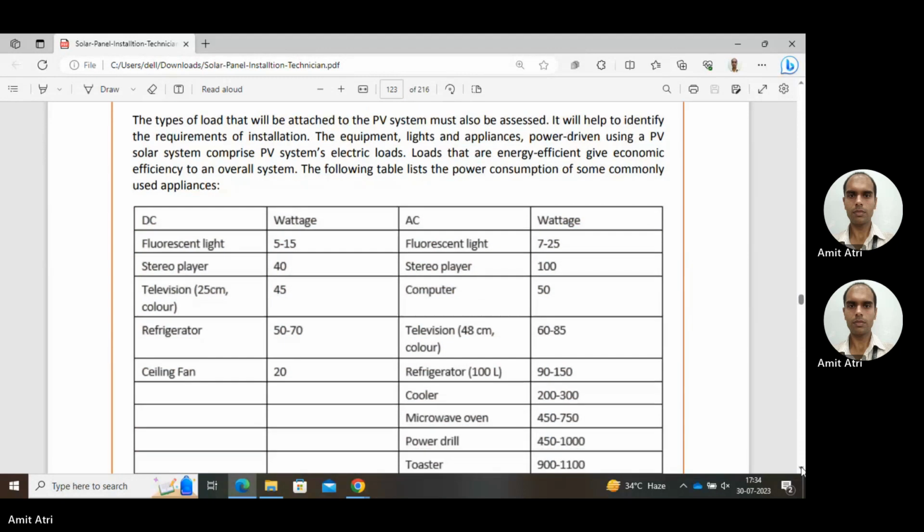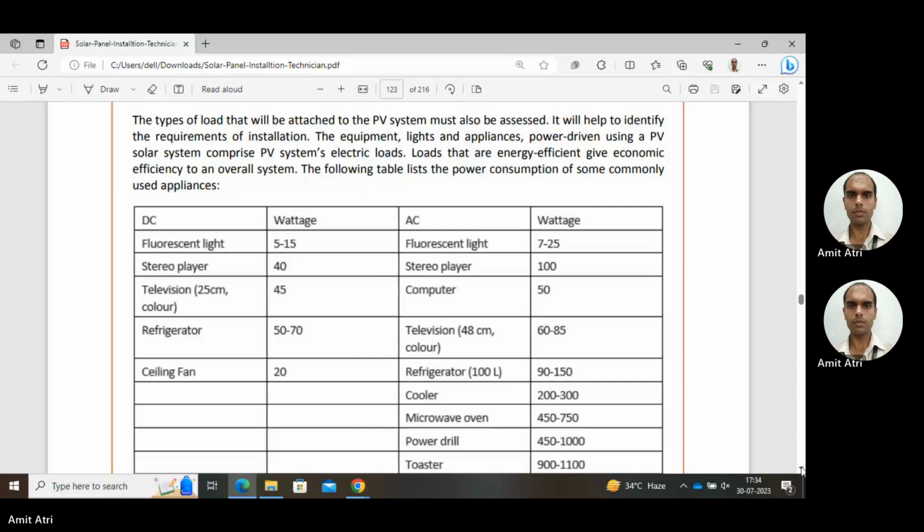The type of load that will be attached to the PV system must also be assessed. That means we have to assess the load, which we have already discussed in detail in our previous unit: we have to begin from the load. We identify the load, then move in the reverse manner. It will help to identify the requirements of installation. A common example: if the load is DC, then we don't need an inverter. If it is AC, then we need an inverter.